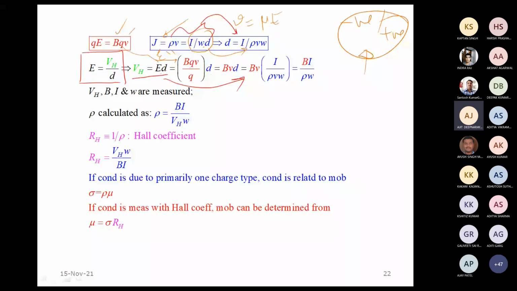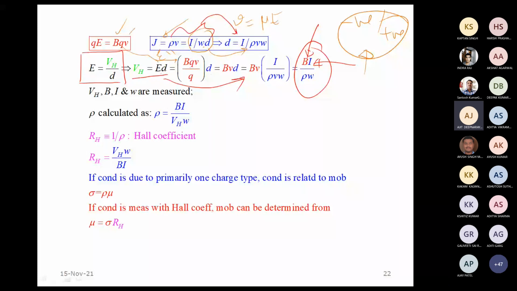In this expression, B is the strength of the magnetic field, I is the magnitude of the current, rho is the resistivity, and W is the width of the specimen.